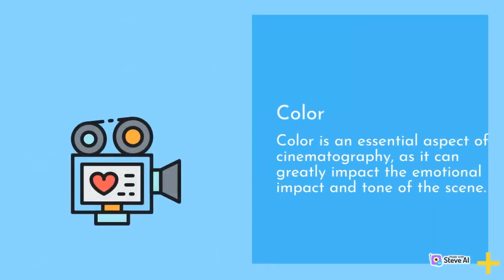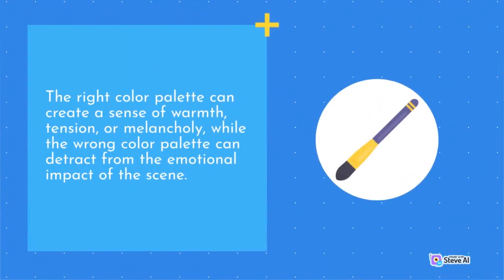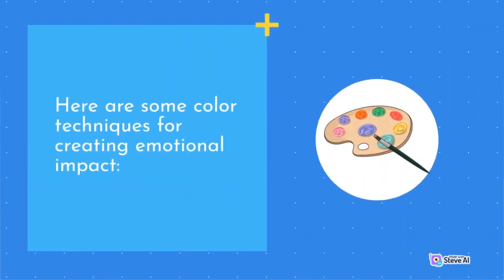Color. Color is an essential aspect of cinematography, as it can greatly impact the emotional impact and tone of the scene. The right color palette can create a sense of warmth, tension, or melancholy, while the wrong color palette can detract from the emotional impact of the scene. Here are some color techniques for creating emotional impact.